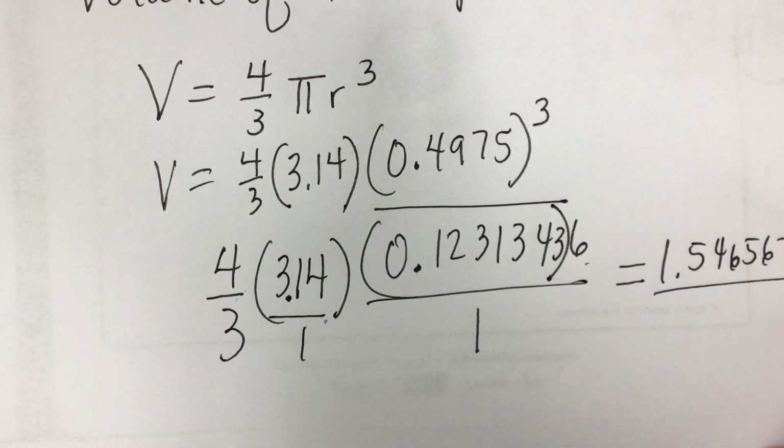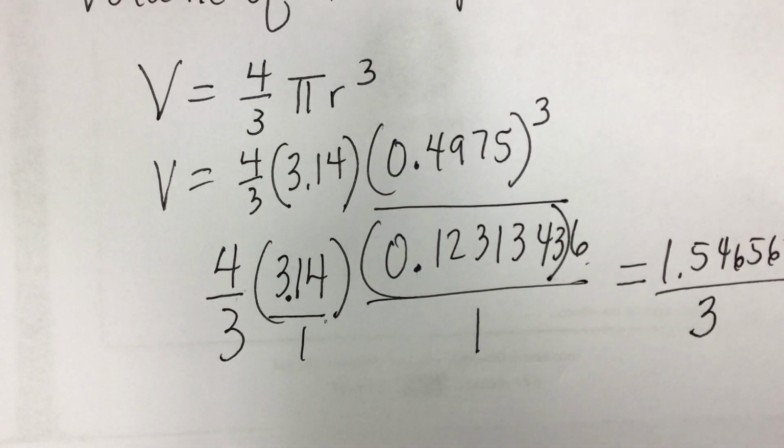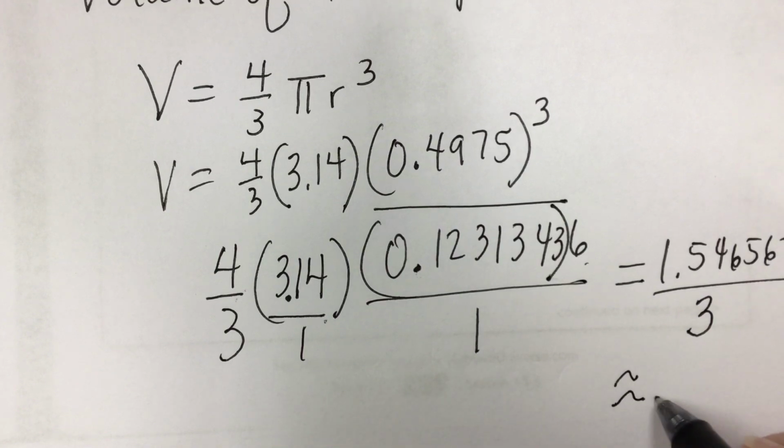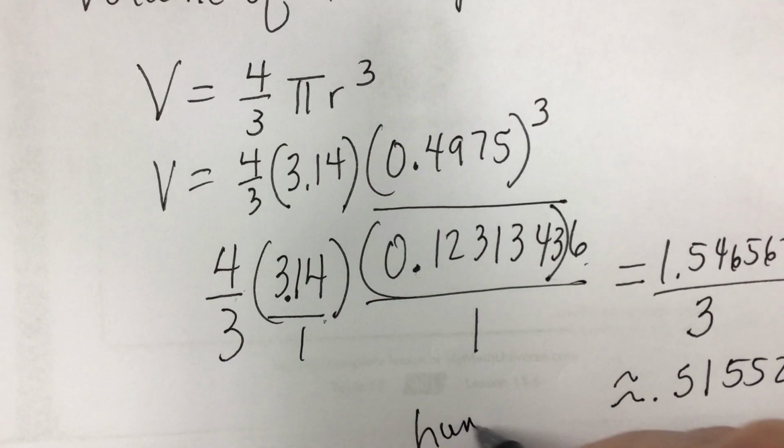So when you multiply straight across, this is what you get divided by 3. So if we divide by 3, I end up with 0.515522. Okay, now we're supposed to round it to the nearest hundredths.